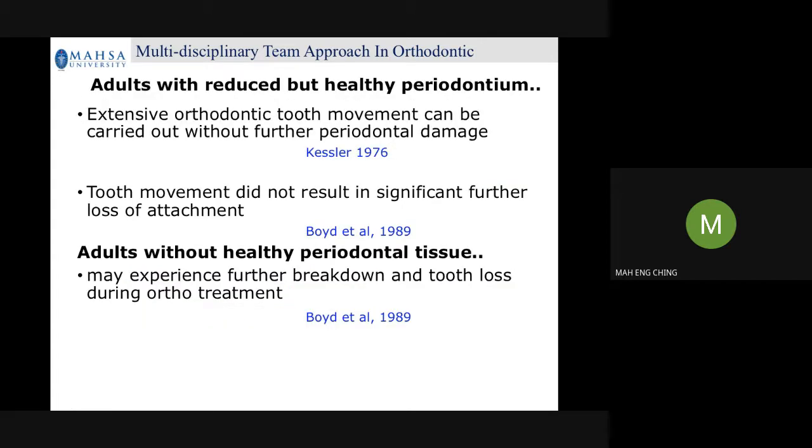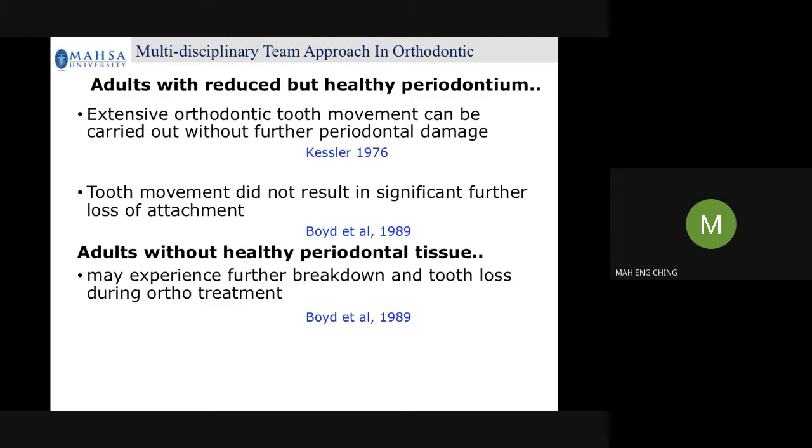So for adults with reduced but healthy periodontium, many orthodontists came into the discussion. Extensive orthodontic tooth movement can be carried out without further periodontal damage. What I'm trying to say is you can do braces treatment on these kinds of patients without any further damage, provided the oral hygiene is controlled, with the plaque under control. Then tooth movement did not result in significant further loss of attachment. So even if you do the braces, moving the teeth around, it doesn't cause further loss of attachment.